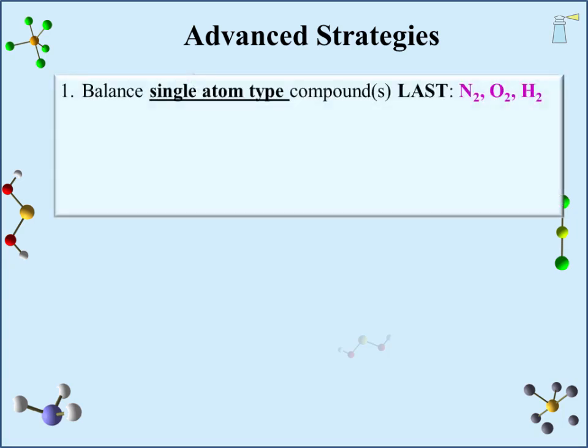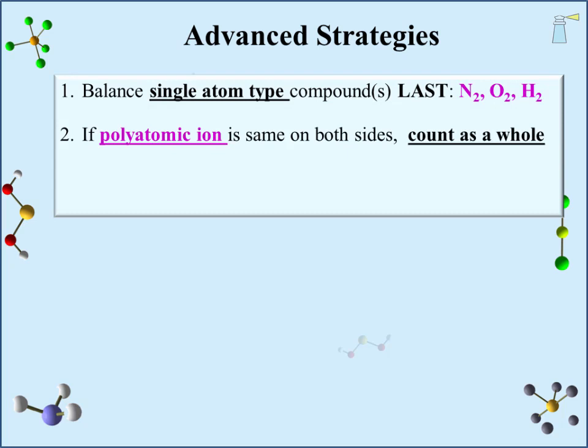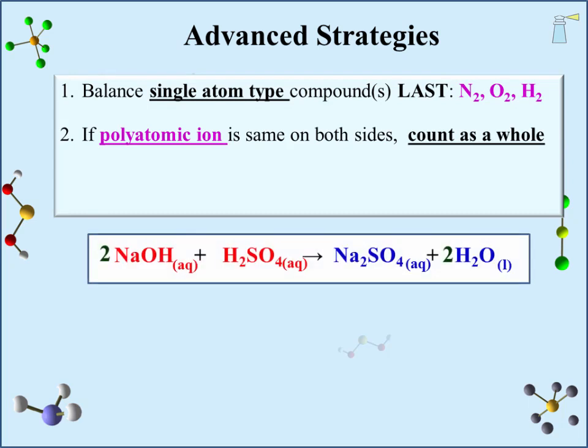That includes the basis for the tip for step 3, balance single atom type compounds last. Also, if there's a polyatomic ion that is the same on both sides of the reaction, why is it a good idea to count it as a whole? Example 4 from the Balancing Chemical Equation lectures uses this strategy in balancing the sulfate ions.